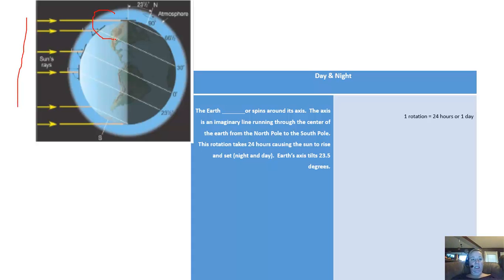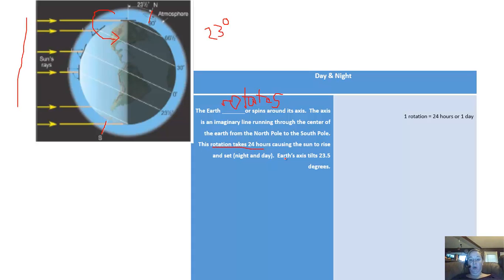And the Earth is actually turning, and so we know that when the Earth rotates, or spins around its axis, that causes day and night. The axis is this imaginary line right here. The Earth is tilted at 23 degrees, and that becomes important on the next slide. But as the Earth turns, the side that's facing the sun will have daylight, and the side that's facing away from the sun will have nighttime.